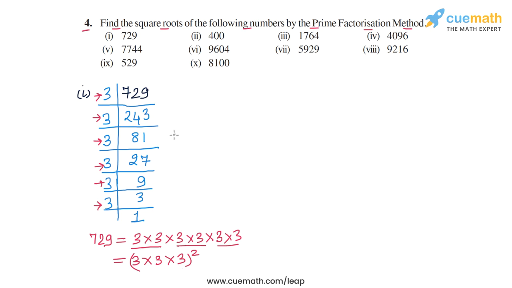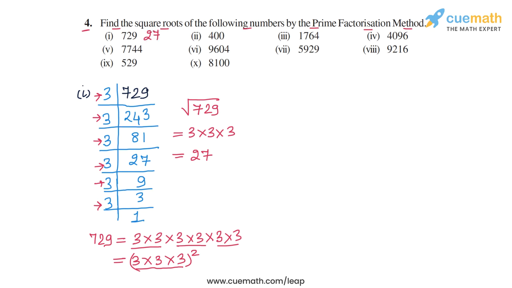So the square root of 729 can be written as 3 into 3 into 3, the term inside the bracket that we've written here. So 3 into 3 into 3 is 27. So the root of 729 is 27. That's the answer for the first part.